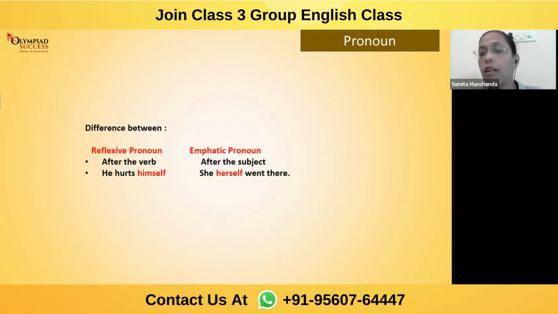So please remember, whenever there is a reflexive pronoun, first there is going to be a subject, then there is going to be a verb, and then you will come up with the pronoun word. Himself, herself, like these. Now, when I talk about emphatic pronoun, after the subject, now see, she herself went there. So immediately after the subject only, the pronoun word is used. So see the difference. Now, I'm not going to answer any question right now. First, I want all of you to go through these two differences nicely.